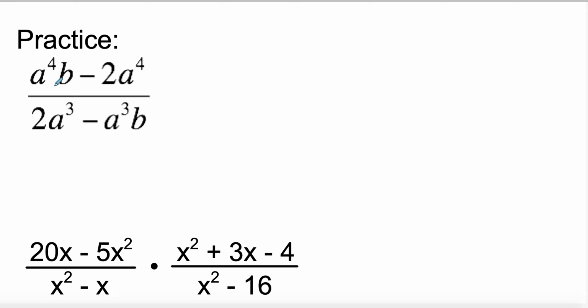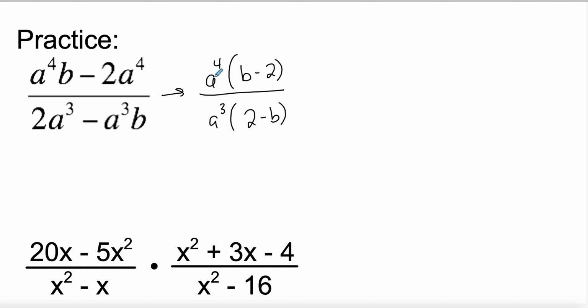So for something like this, we're going to factor. Right, so I can't just start canceling stuff from top to bottom. I have a subtraction there, so that means I'm going to have to factor something to see what I can do. So on the top, I have an a to the 4th that I can take out, and then that would leave me with b minus 2. On the bottom, the denominator here, I have an a cubed there and an a cubed there. I can take that out, and I would have a 2 minus ab.